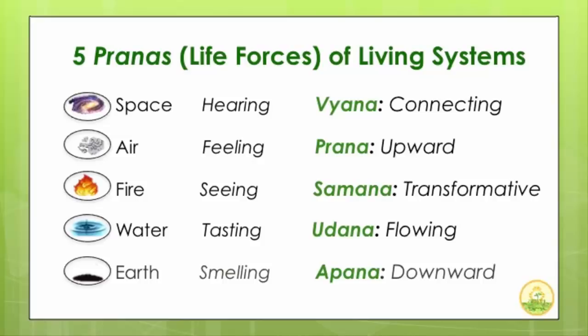Water is tasting, and the energy, the force, is udana, or flowing. Fire is seeing, and that's samana, or transformation. Air, feeling, and the prana is the upward energy. That's where you're going to see the role of photosynthesis and the plant growing towards the sun. Space is hearing, and that energy is connecting. So when you combine these forces and these elements, you have a downward force, a flowing force, a transformational force, an upward force, and a connecting force, it naturally becomes this spiraling form.